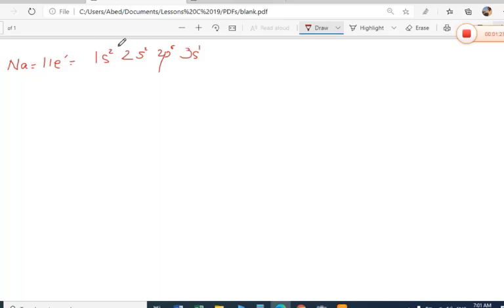Shell number 1, that is called K shell. This is K, it is complete. And shell number 2, it is also complete and it is called L shell. But the last one has only 1 electron, that is called the outermost shell, and it is also called the valence shell, and it's called valence electron or valence shell.